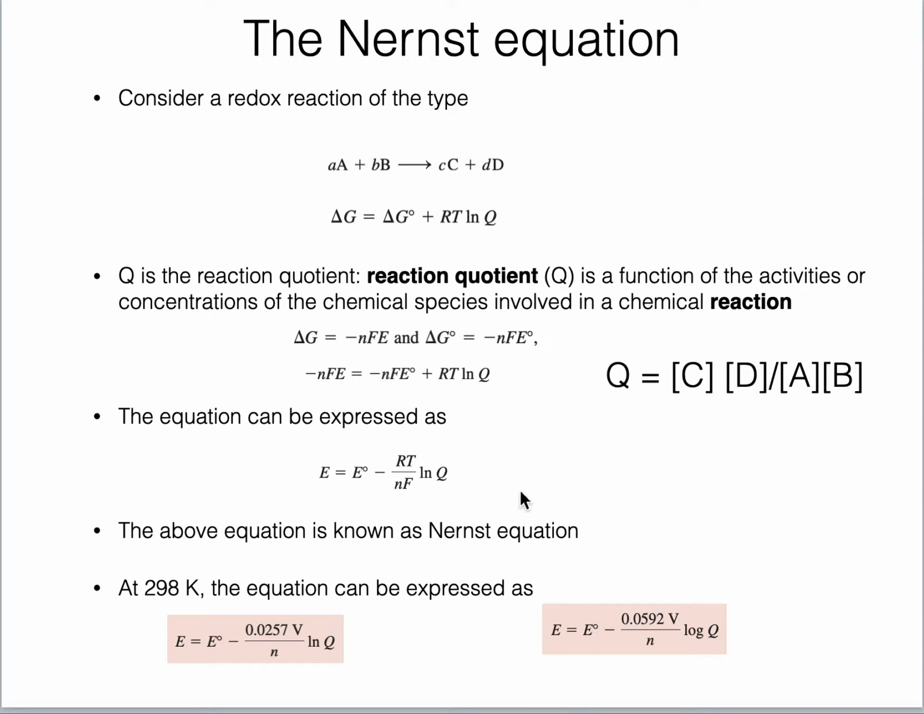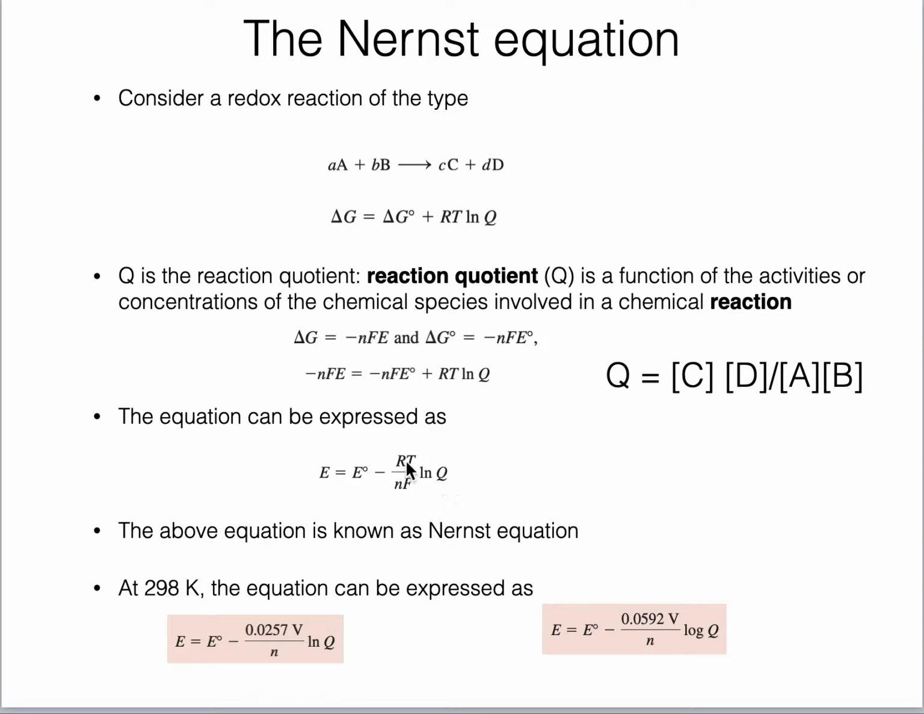What is it doing? It is relating the E cell, which is the potential at non-standard conditions, to E naught, which is the potential at standard conditions. So it is relating the E with E naught through this factor. E is equal to E naught minus RT over nF natural log of Q, where Q is the reaction quotient.